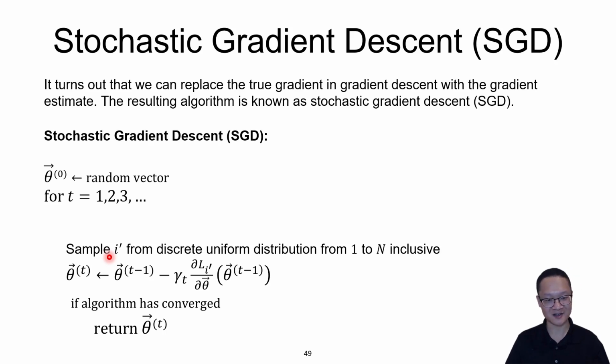So all of this is done uniformly random. And then we're going to calculate just one term of the gradient. And then we're going to pretend that that's the actual gradient, and update theta based on that partial gradient of one term. When the algorithm has converged, we return the parameter that we happen to get.